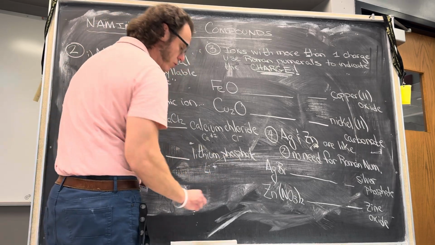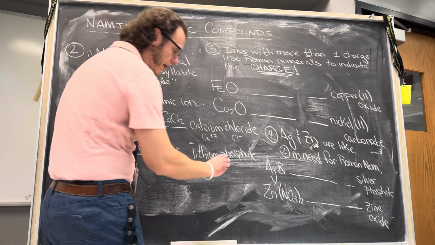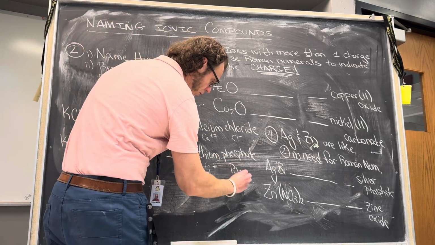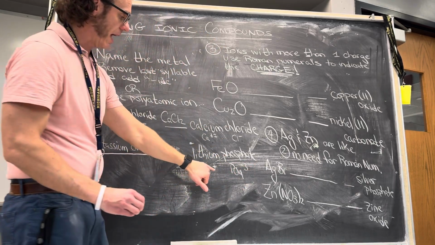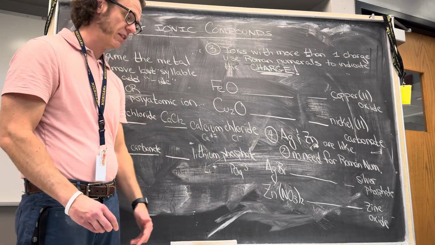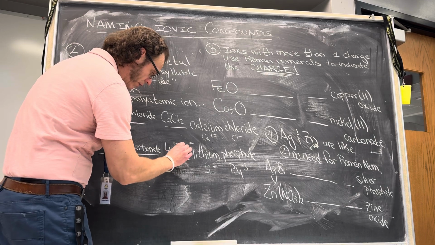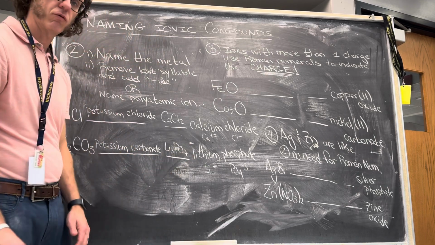Down here, lithium phosphate. Lithium is +1. I know that because of the periodic table. Phosphate's a polyatomic ion, so that's going to be PO4 -3. I have a +1 charge for lithium and a -3 charge for phosphate, so I need 3 lithiums for every 1 phosphate, Li3PO4.